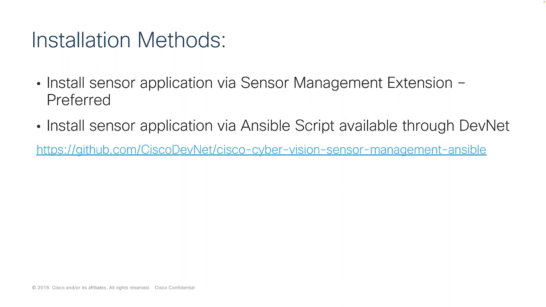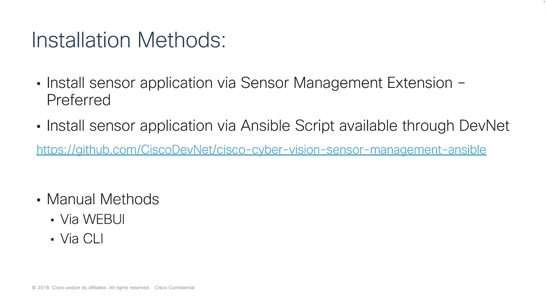There is also the ability to leverage an Ansible script to deploy the sensor, and we provided that up on our developer site at cisco.com, or through the DevNet program. The benefit here is that I can deploy the sensor to multiple switches at a time. However, I do have to manage upgrades and the configuration of those sensors over time as well.